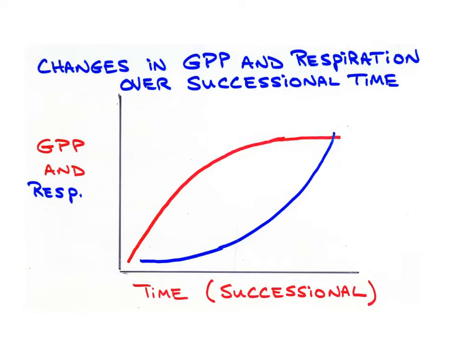As the producers increase in size, respiration increases, and with trunk and root tissue becoming larger and larger as a proportion of the entire system, respiration increases dramatically through succession. Now, if you're thinking ahead, when GPP and respiration are equal, their ratio is 1 and NPP is 0. The greater the difference between GPP and respiration, the larger the NPP.